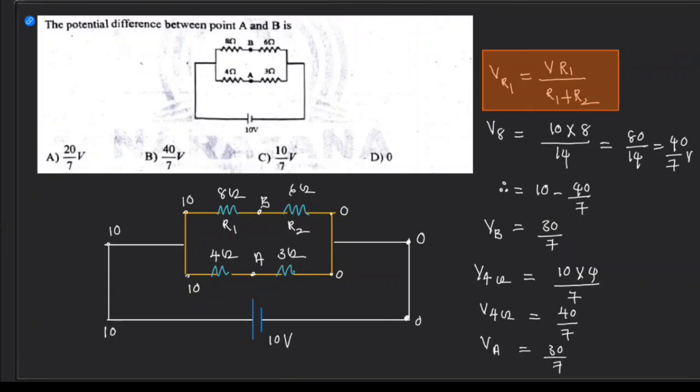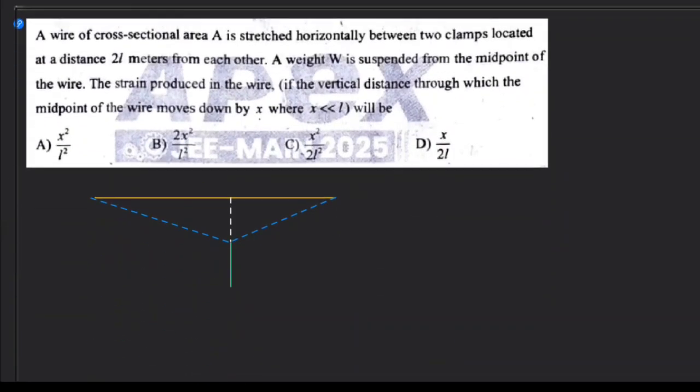This V R1 is equal to V total voltage into R1 by R1 plus R2, right? So that is from current electricity. Let's move to the next question.